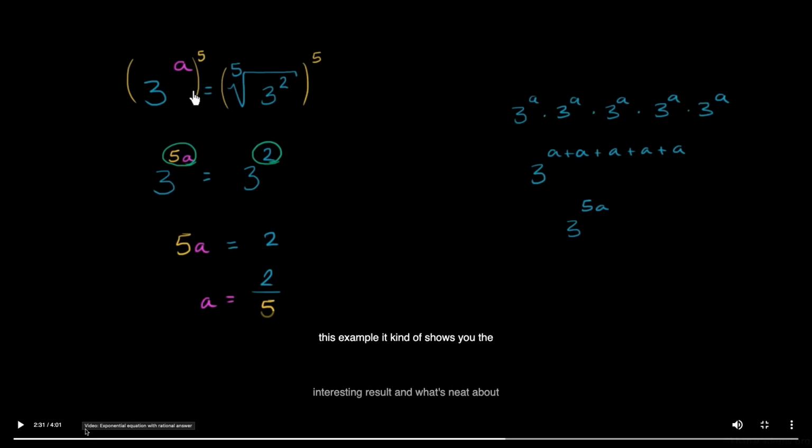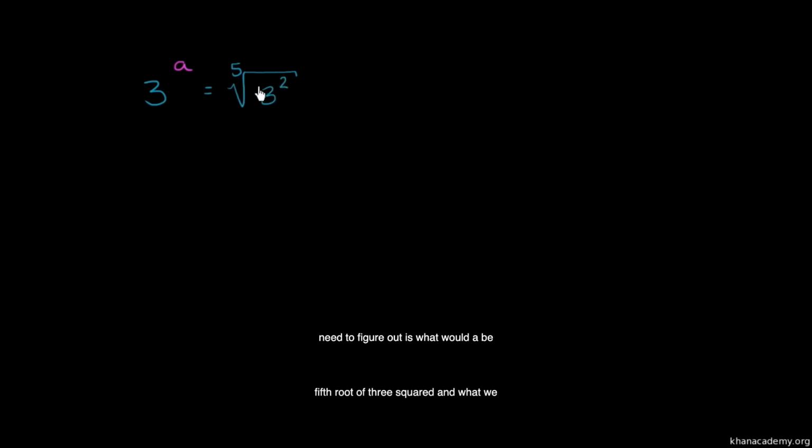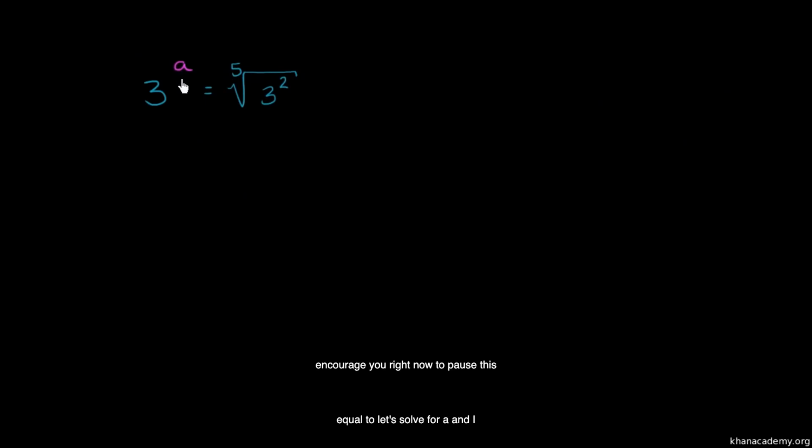To the 5th root of 3 squared. And what we need to figure out is, what would a be equal to? Let's solve for a, and I encourage you right now to pause this video and try it on your own. Well, if you have a 5th root right over here, one thing that you might be tempted to do to undo the 5th root is to raise it to the 5th power. And of course, we can't just raise one side of an equation.